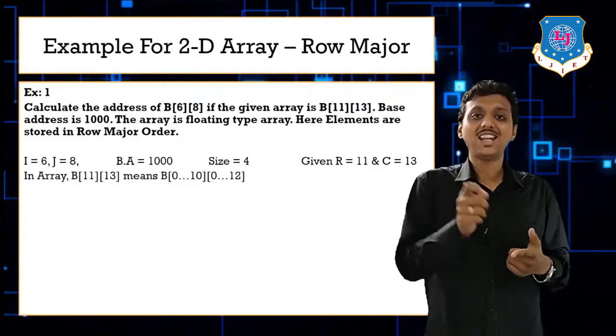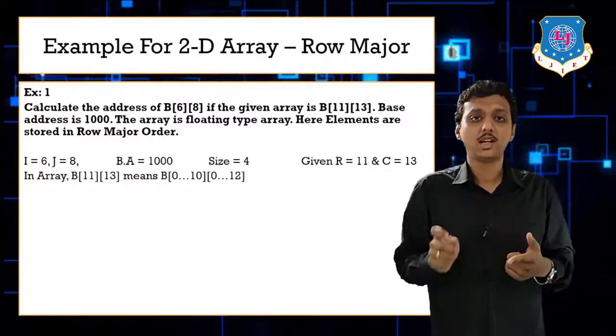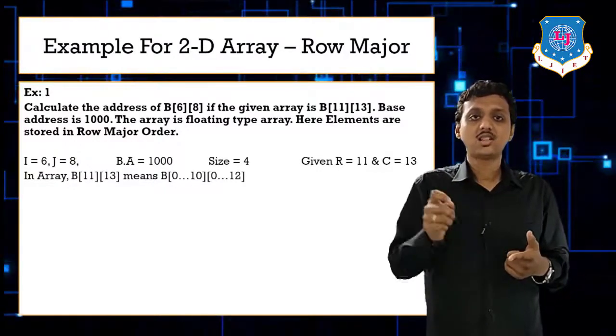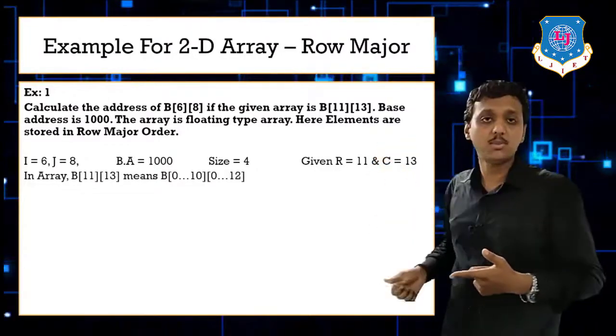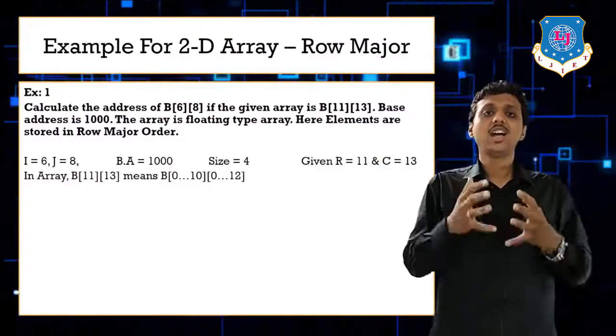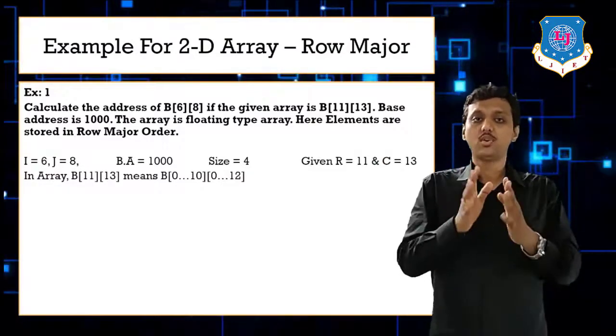So here I and j become 6 and 8 respectively. So I is equal to 6, j is equal to 8. Base address is 1000. It is already given in the problem. Then given R and C. Okay, wait for a minute.